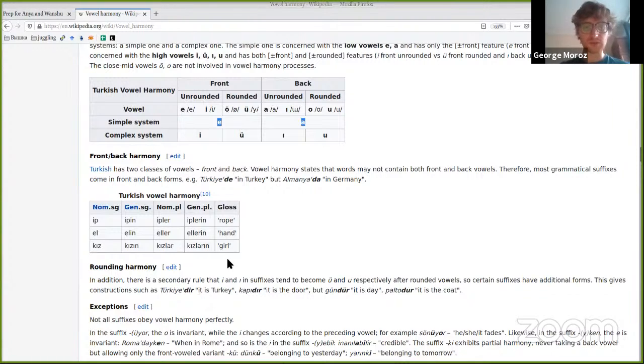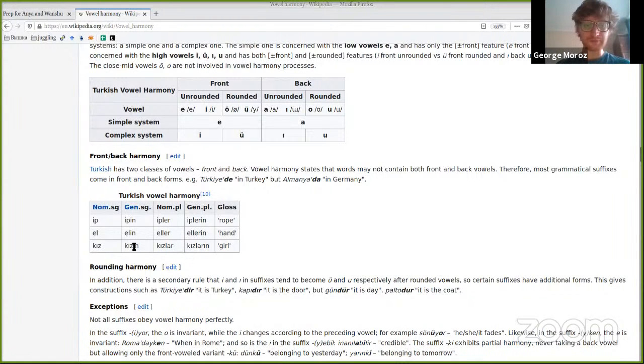It's here, so we don't care about it. So when we have genitive plural, we have the same story. They have an agglutinative morphology. So we have ler, ler, repeated over here. And when we add the genitive marker, it will be iplerin or ellerin.